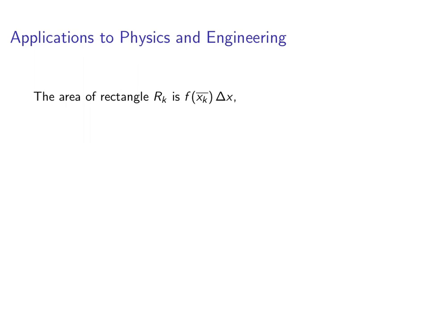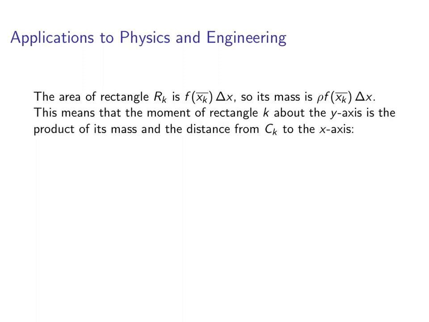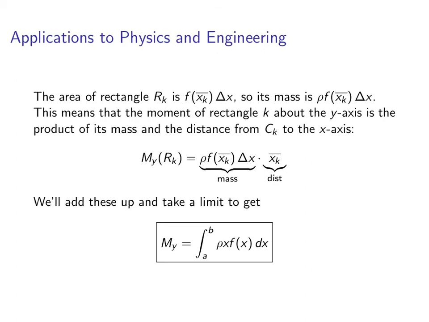Now the area of this rectangle is f of xk bar times delta x. To get mass, you have to multiply by the mass density. You take the area, multiply by mass density. Rho is the mass density. So the moment of the rectangle k about the y-axis is the product of its mass and the distance from the center to the y-axis. That's just an x distance. It's the x coordinate of the center. If we add everything up and take a limit, we're going to get this integral. So the moment about the y-axis is the integral from a to b of rho x f of x dx. This turned into the x, this turned into the f of x, and delta x of course turns into dx.